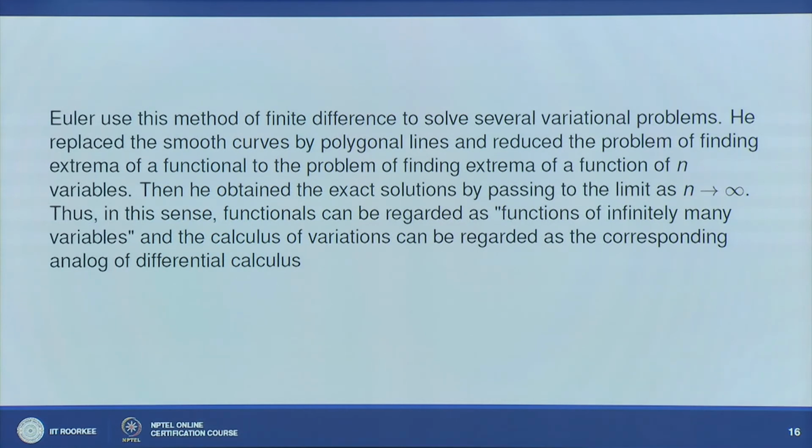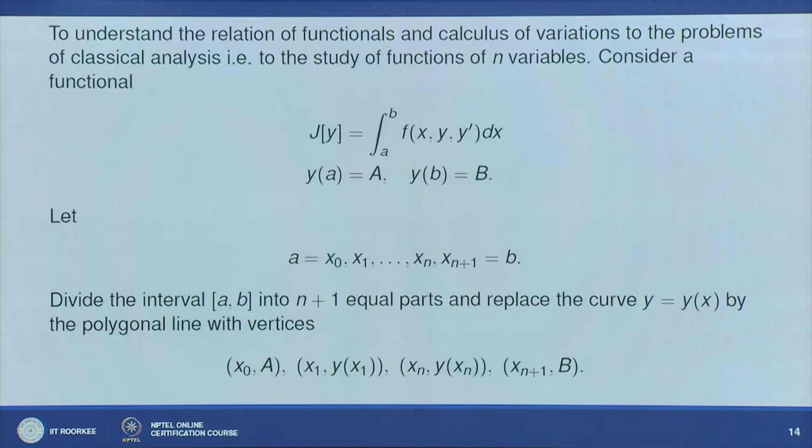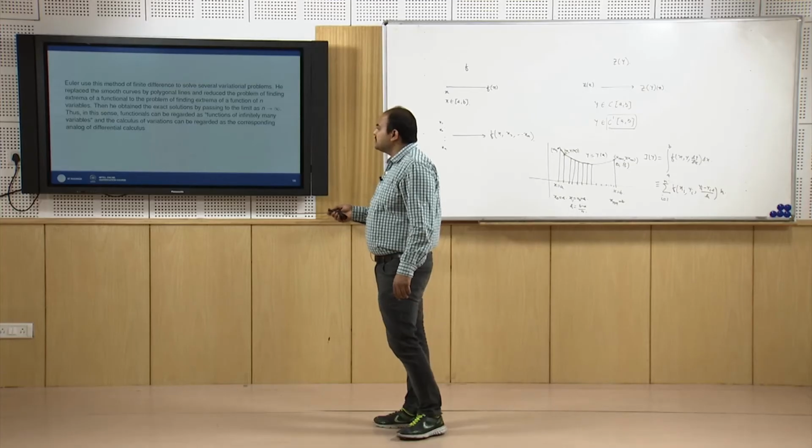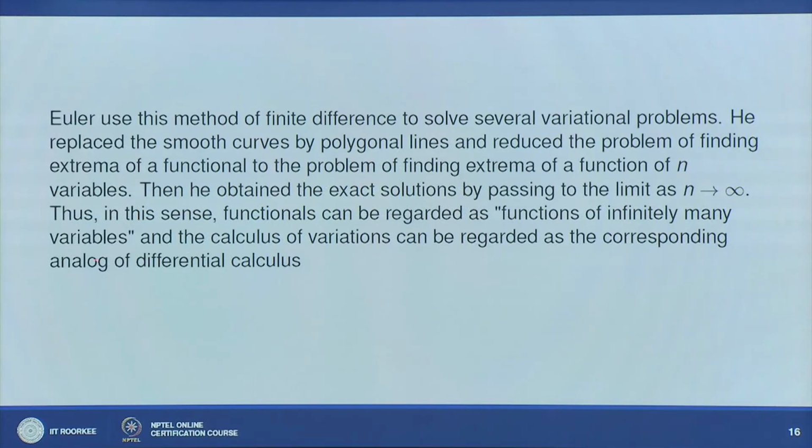We can say that this equation number 3, if you pass on the limit as n tending to infinity, then it closely approximates this functional. Thus in this sense functional can be regarded as functions of infinitely many variables.